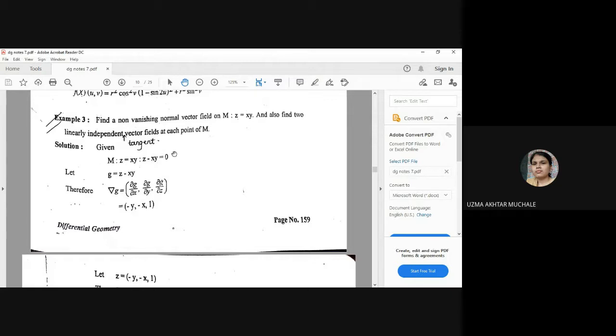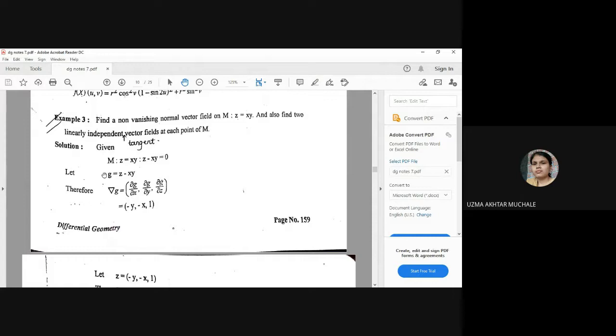You have to find a non-vanishing normal vector field, and also find the linearly independent vector fields at each point of the surface. Okay. Instead of saying vector field, we can say it is a tangent vector field. So here also we have to find a tangent vector field. First we have to find a normal vector. Now to find a normal to this surface, we first write down the equation of the surface as g is equal to z minus xy.